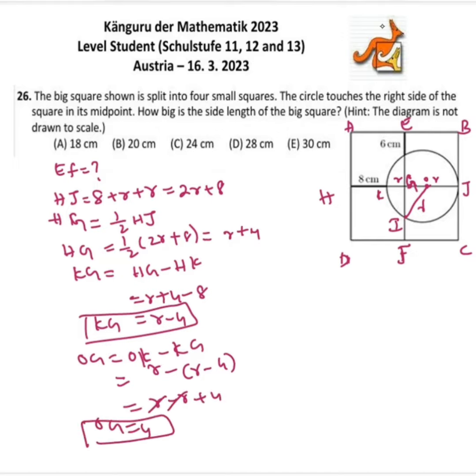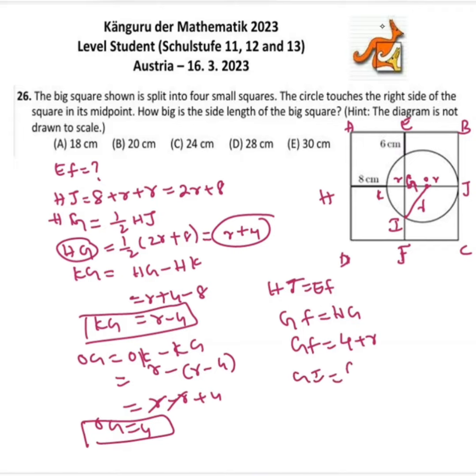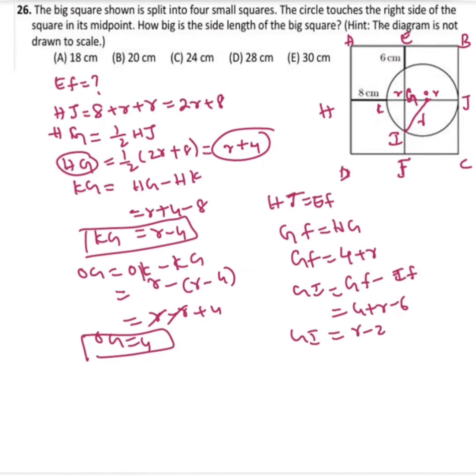OG will be 4. So now next, HG will be equal to EF, and GF is equal to HG. HG and GF are the same. Therefore, GF will be equal to 4 plus R, as given here. Then you have GI equals GF minus IF. That will be 4 plus R minus 6, which is R minus 2. So GI will be R minus 2.